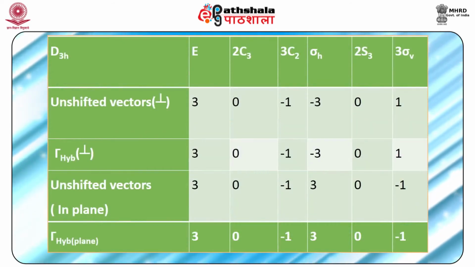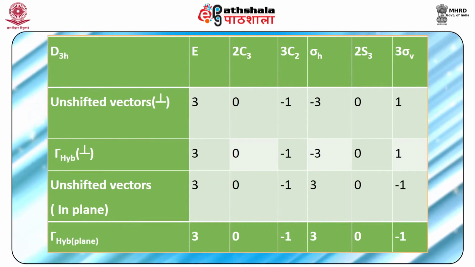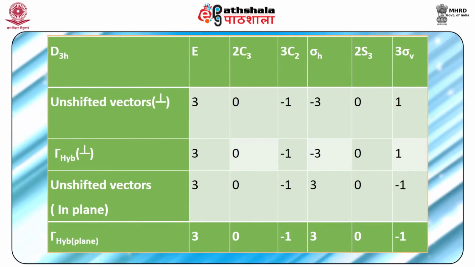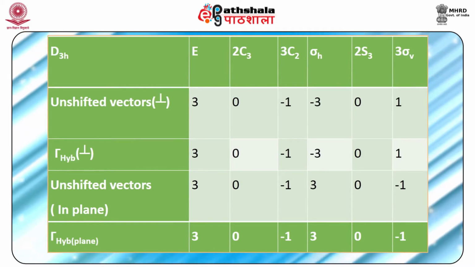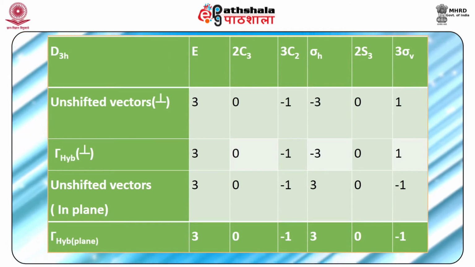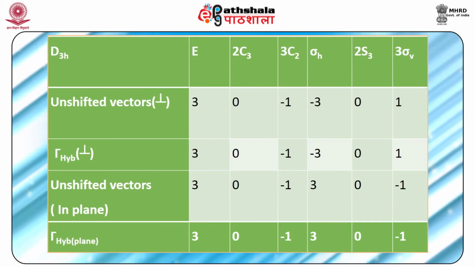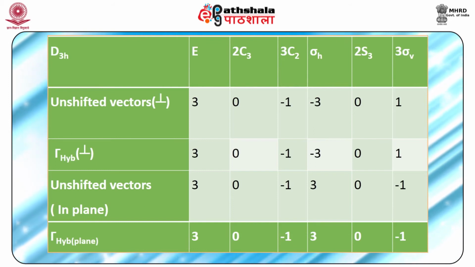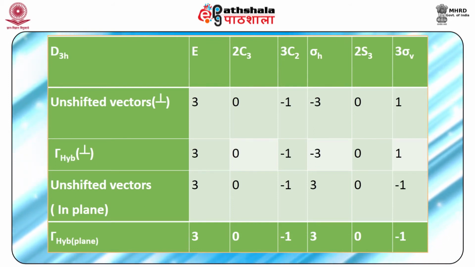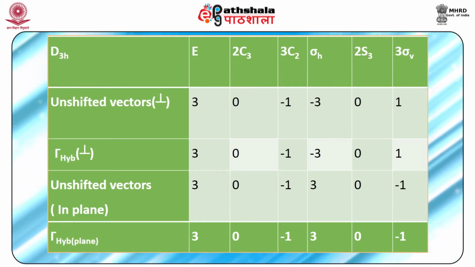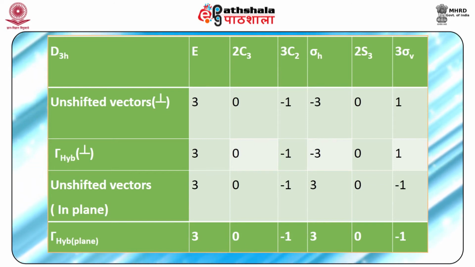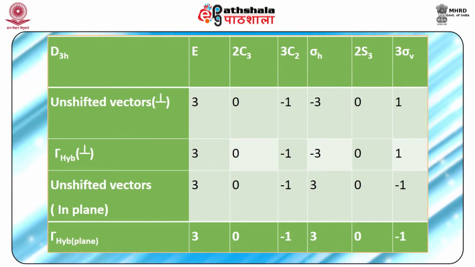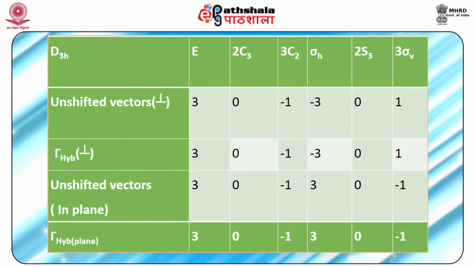So what I find over here, that is the unshifted vector perpendicular, 3 0 minus 1 minus 3 0 1, and therefore tau hybrid is 3 0 minus 1 minus 3 0 1. For the unshifted vectors in plane, similarly I take the effect of the C3 operation on these vectors which lie in the plane, and also all symmetry operations of the D3h point group.